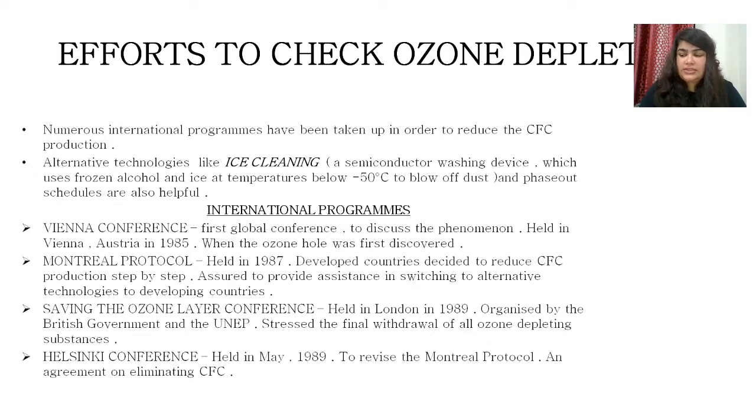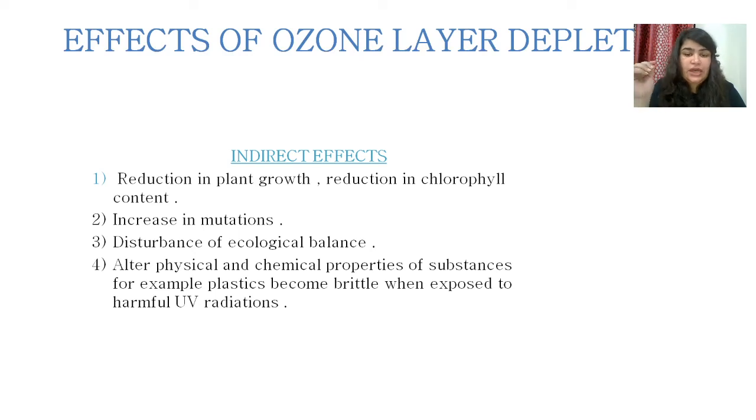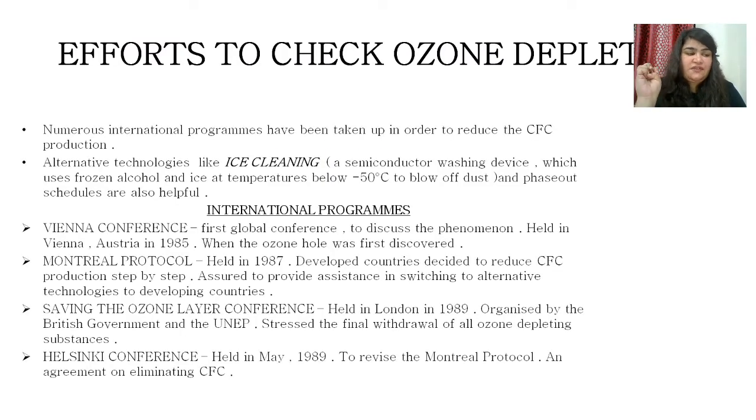Alright, now since we've learned the various indirect effects, let's get to talking about the other things. When we speak about the various efforts to check ozone depletion, what all do we have at hand, right? Numerous international programs have been taken up in order to reduce chlorofluorocarbon production, right? Alternative technologies like ice cleaning, which is a semiconductor washing device that uses frozen alcohol and ice at very low temperatures to blow off dust, and phase-out schedules are also helpful.